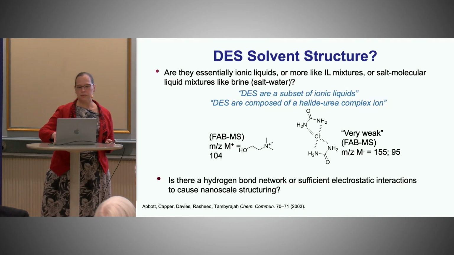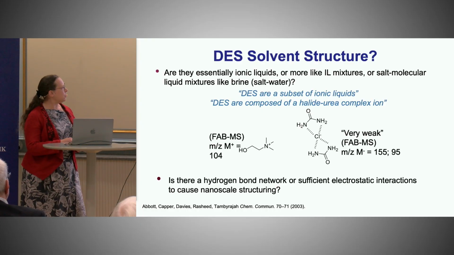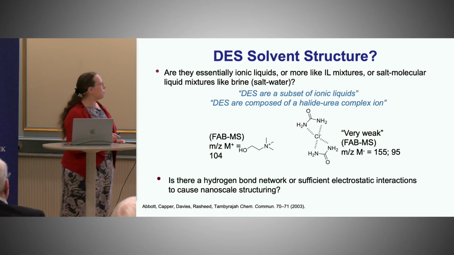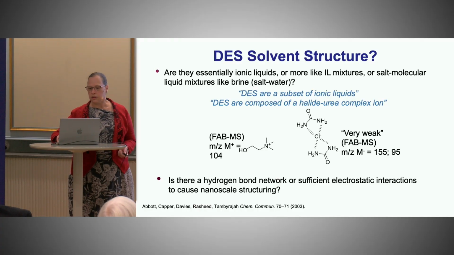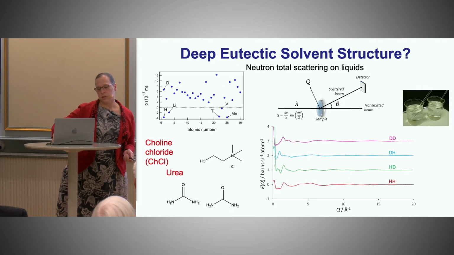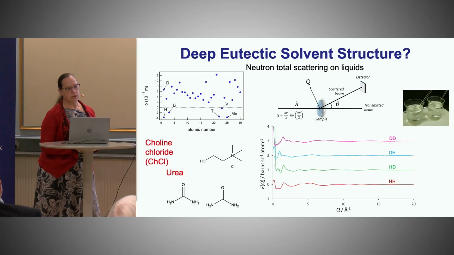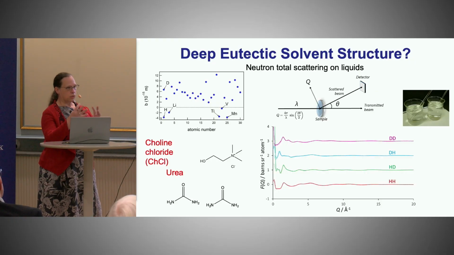If I have this deep eutectic solvent structure, there was a lot of confusion at the beginning. Are they just a salt? Are they more like salt in water? What are the actual interactions between these species? So we use neutron scattering, known as neutron total scattering on liquids, to try and get information about how these molecules are arranged together.